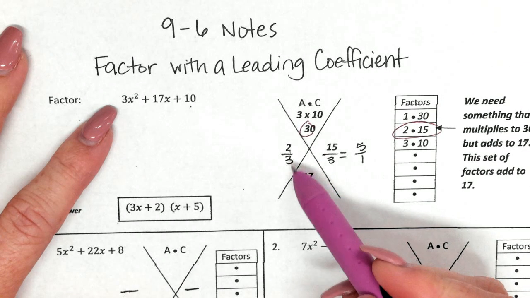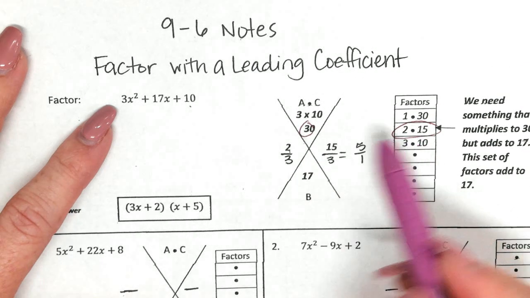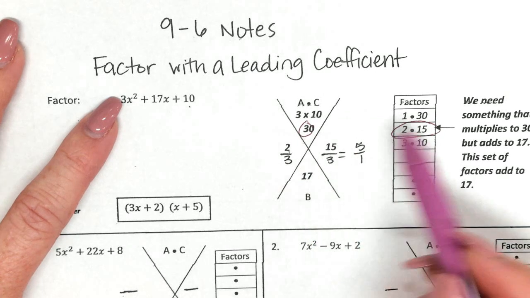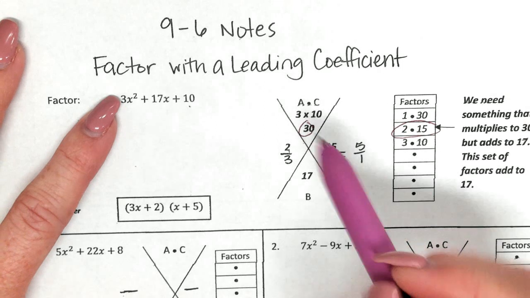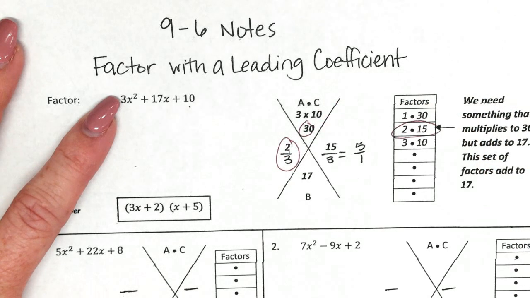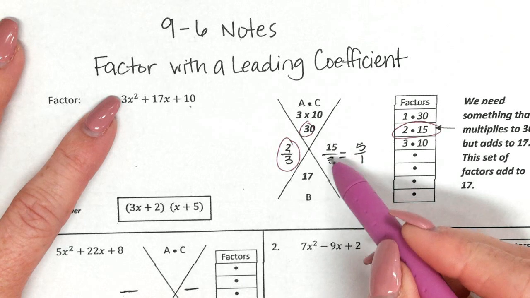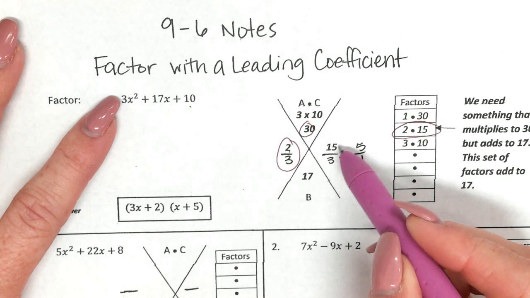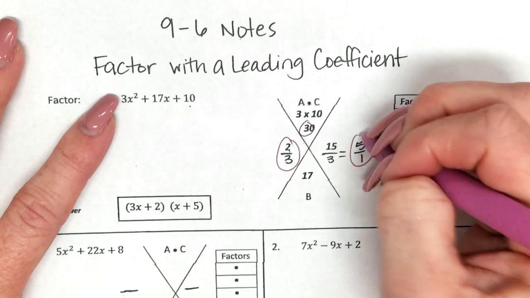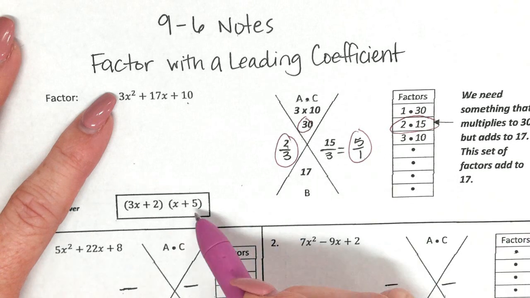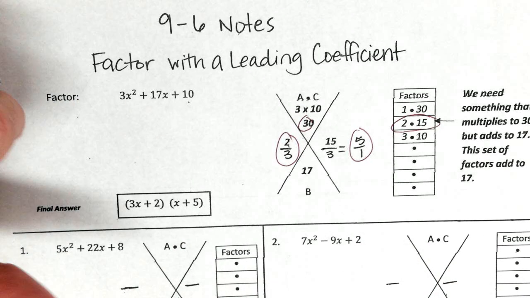Then you have to put them back over a. So 2 over a, well, what was a? 3. And then 15 over a, 15 over 3. This can't simplify, so you leave it alone. But this could simplify, so you divide the top and bottom by 3, and you get 5 over 1. So notice that it's 3x plus 2 and 1x plus 5. Do y'all see how that works?